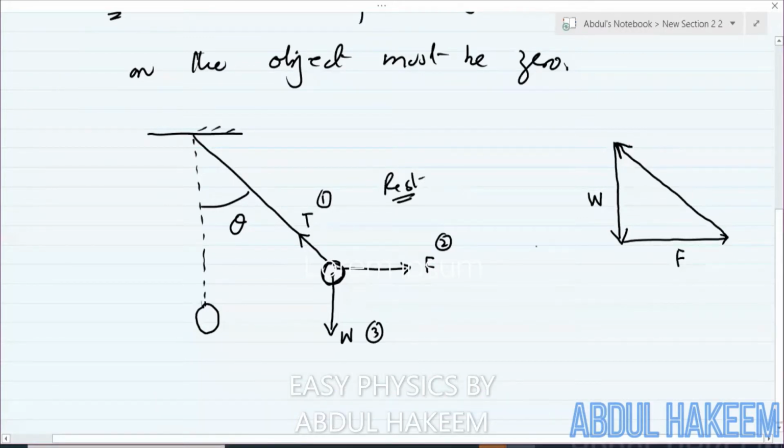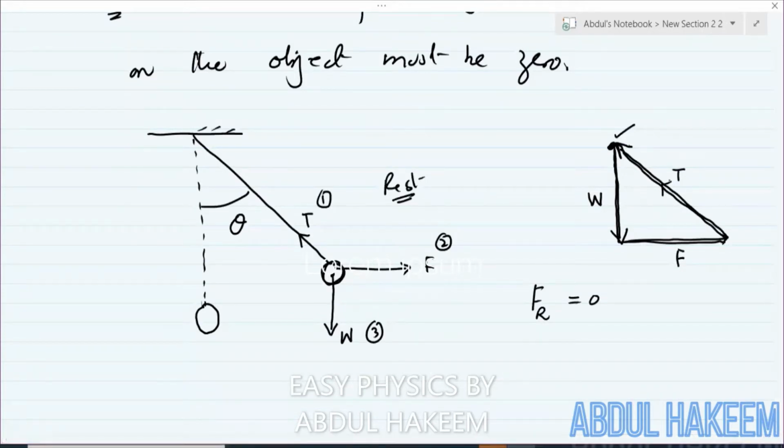Hence, resultant force is zero. So when these three forces are added by the head-to-tail rule, the resultant is zero because we started from this point, and then F is added, T is added, and the end is also at the same point. The sum of these three forces is zero. So the object is at rest or in equilibrium.